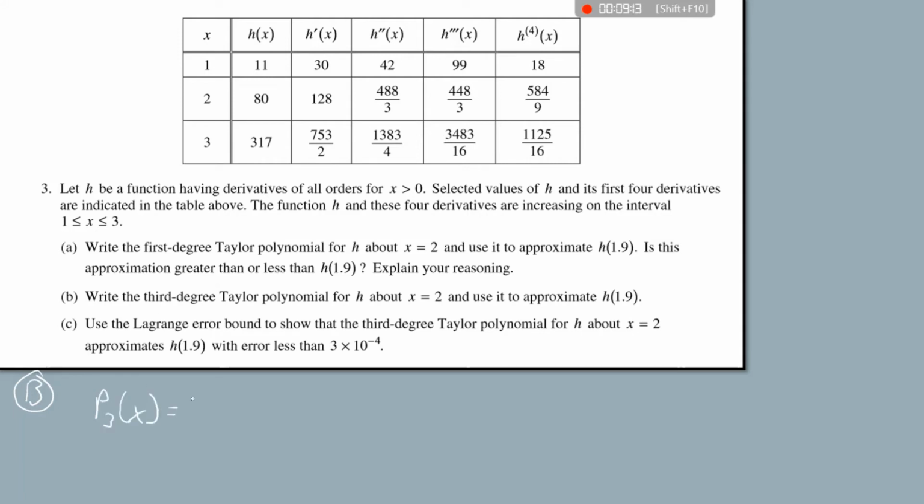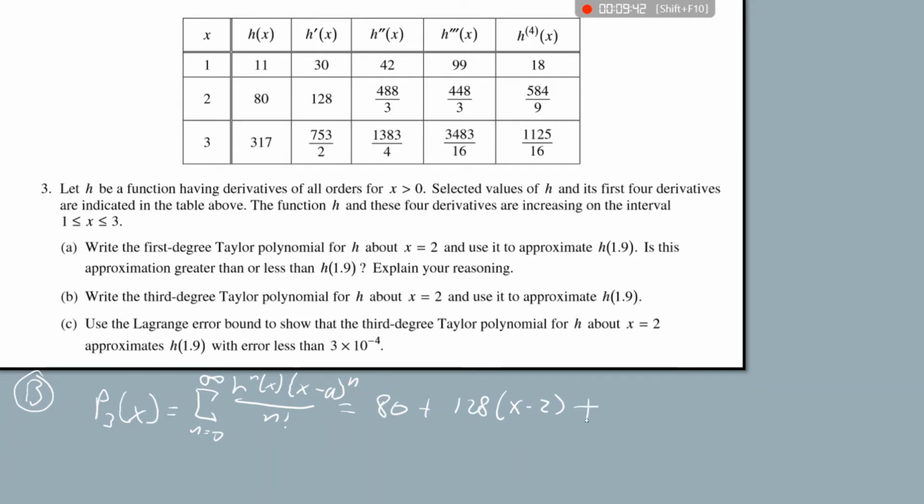P3(x) is equal to 80 plus 128 times (x minus 2) to the first power over 1 factorial. And we are still summing n equals 0 to infinity of h to the nth power at x times (x minus a) to the nth power over n factorial. Okay, what's next?